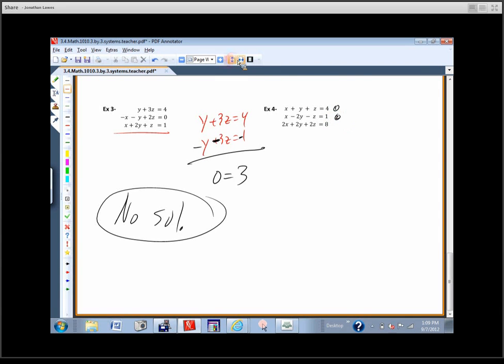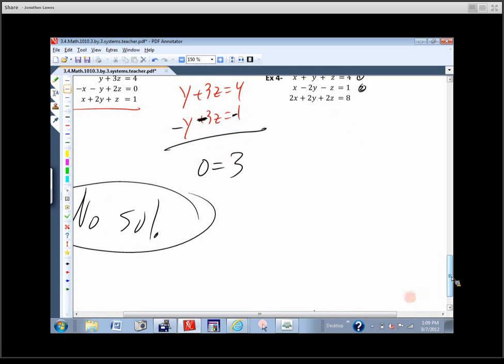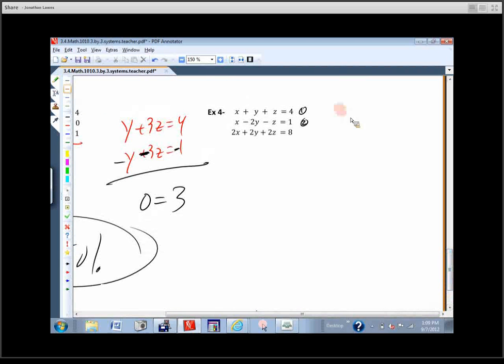Okay. Let's put the two of these together. So if I put 1 and 2 together, what do I end up with? I end up with 2 x's, right? I end up with minus a y, no z's, and that equals 5. Okay, I need to make another equation that doesn't have any z's in it. So I'm going to take equation 2. Remember, I've got to use a different combination than 1 and 2.